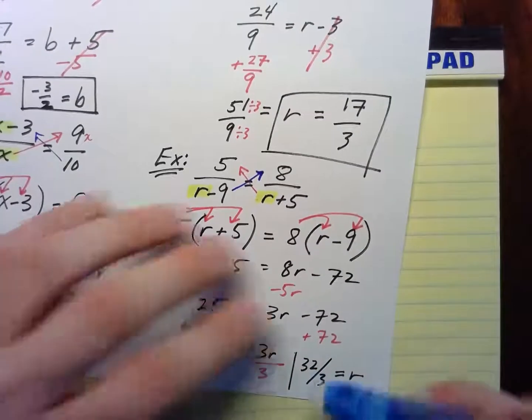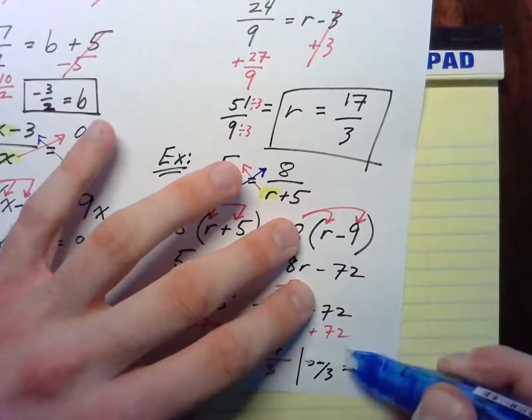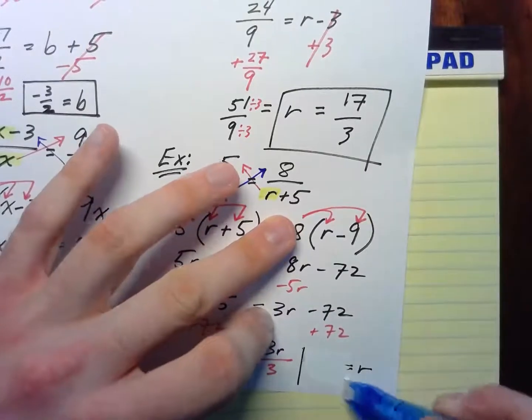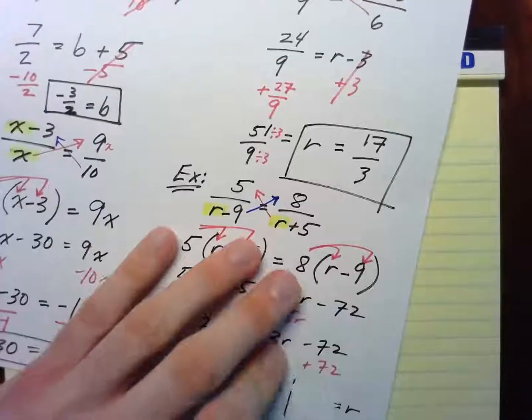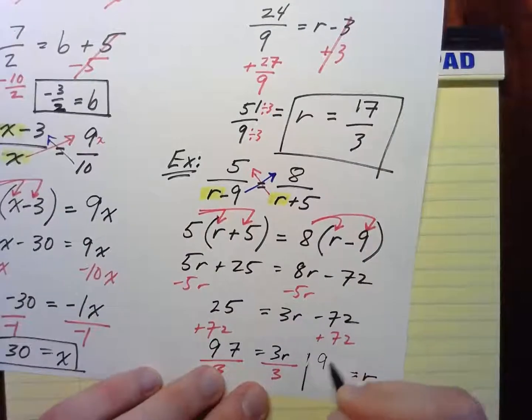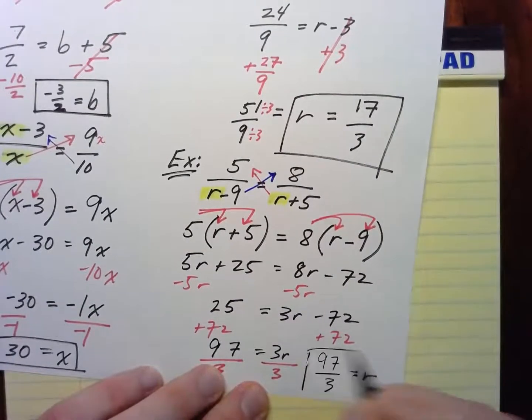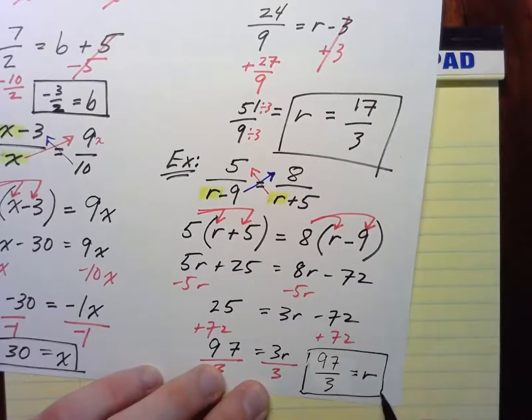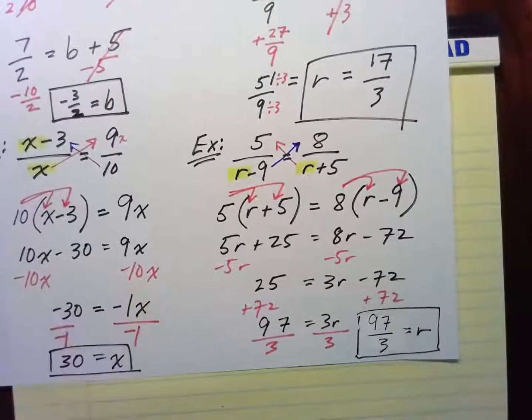Excuse me, 32 thirds. Oh my goodness. No. 97 thirds is the correct answer here. I'm just going to leave it as an improper fraction. I like improper fractions. 97 thirds. And I've got one more example to show you right here.